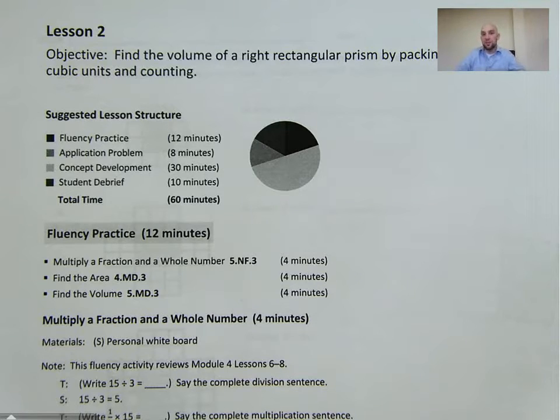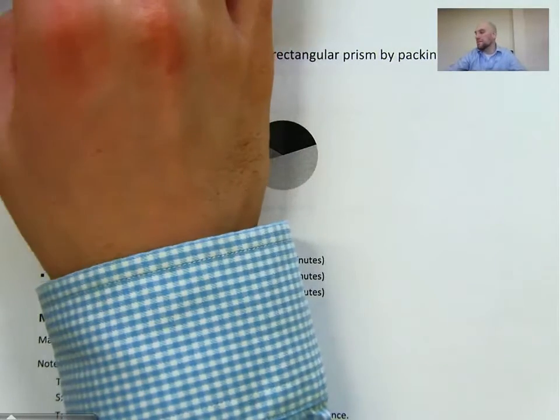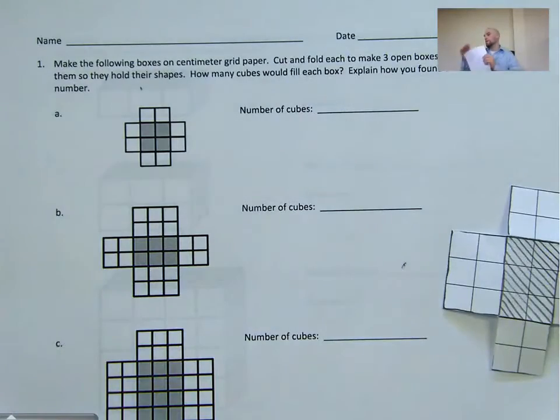5, lesson 2. Today we're going to be finding the volume of right rectangular prisms by packing with cubic units and counting. So we're going to be making a rectangular prism out of cubes, and we are going to be packing them with cubic units to find out how many cubic units will fit inside of that prism. And I'll show you what I'm talking about here in a second.